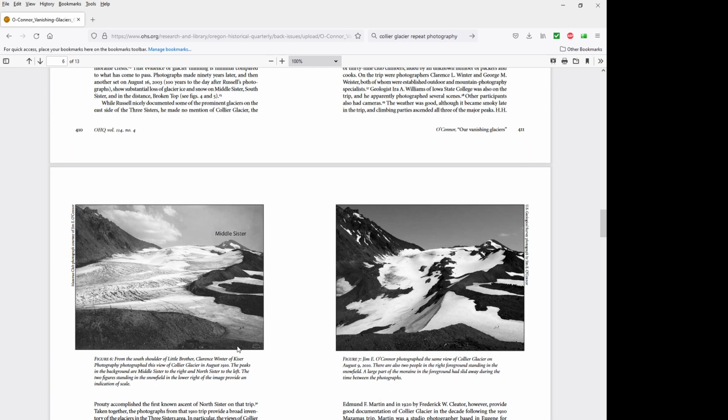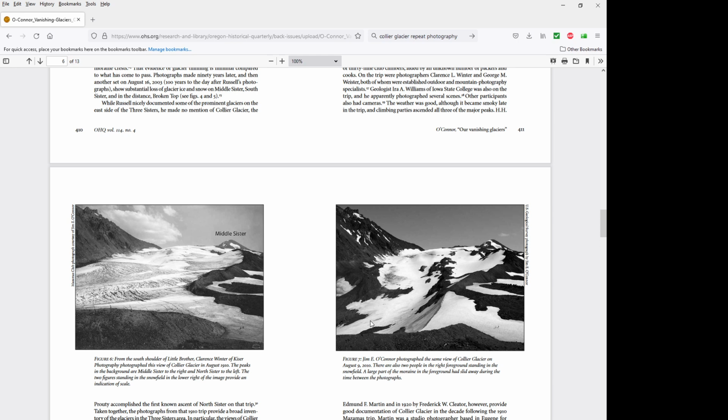Here are two views of Collier Glacier. The one on the left is 1910, taken by Clarence Winter, and the one on the right is taken by Jim O'Connor in 2010. And you can automatically see there have been a ton of changes. There have been some geomorphic changes to the ground. You'll notice over here there is some moraine that's missing, that has been shifted away. But mostly what you see is the difference in the amount of glacial ice in Collier Glacier.